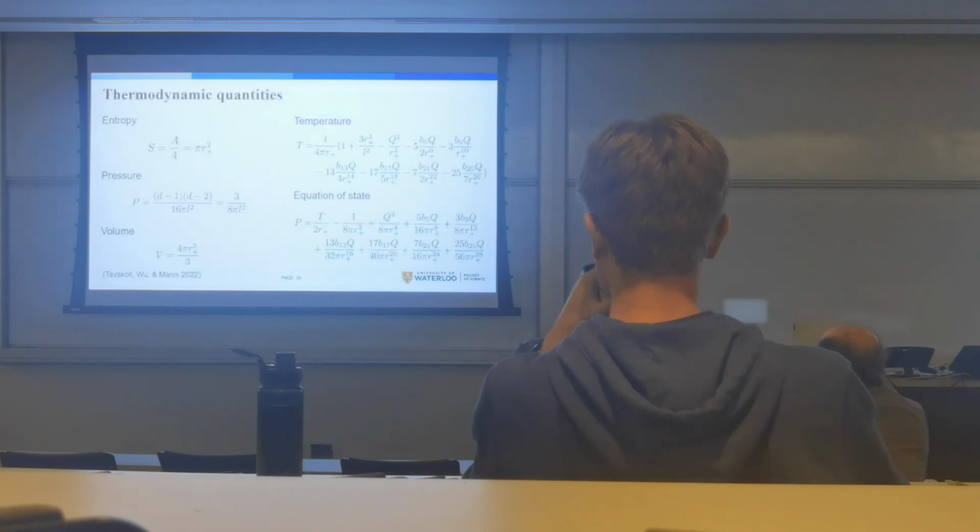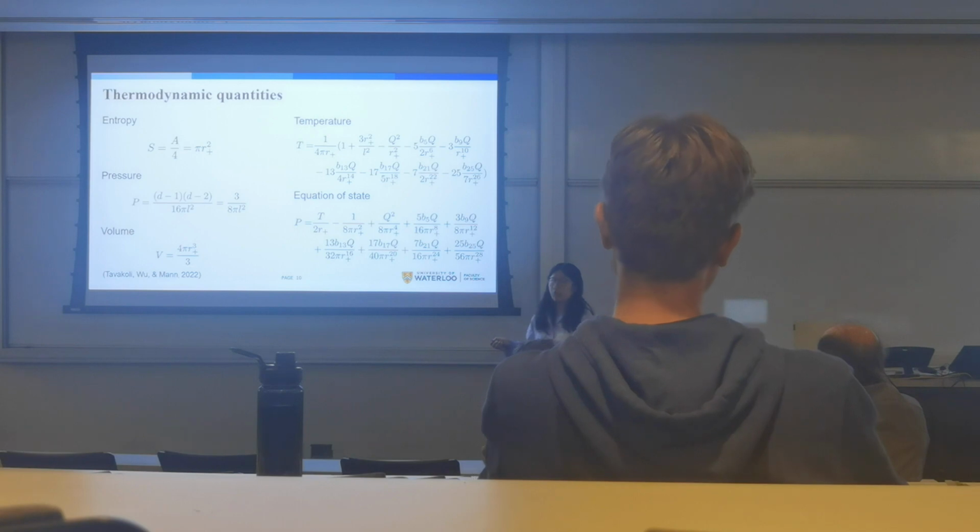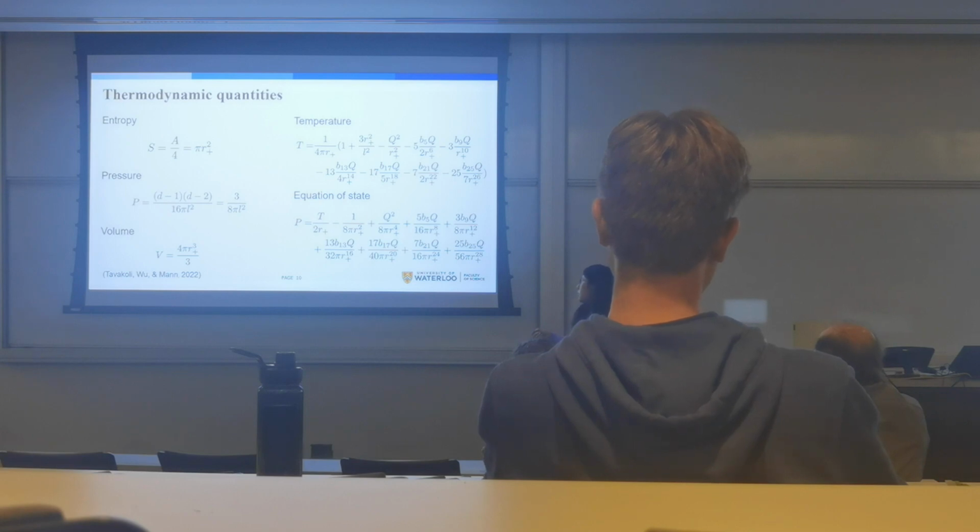For this solution, we can compute the thermodynamic quantities. We can compute the entropy, which is proportional to the area of the black hole horizon, and also the pressure, which is proportional to the minus cosmological constant lambda, and the conjugate variable of the pressure, the thermodynamic volume. We can also compute the Hawking temperature and the equation of state. The equation of state, which we meet in chemistry, is a relationship between the pressure, the temperature, and the volume.